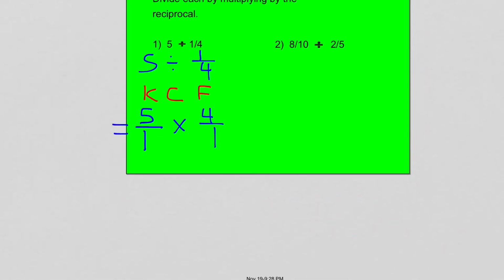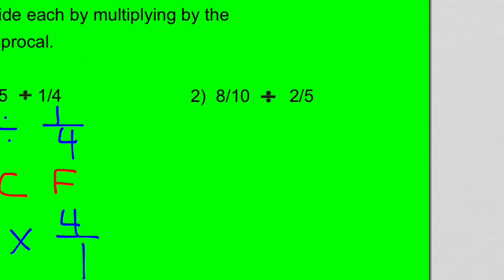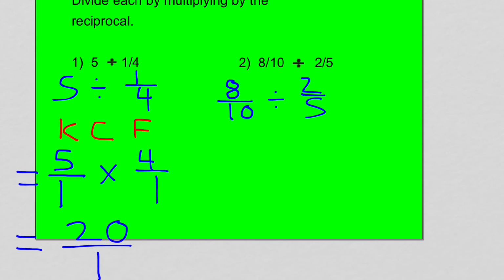Multiply your numerators and denominators. 5 times 4 is 20. 1 times 1 is 1. And that equals 20. Okay. Number 2, 8 over 10, divide by 2 over 5. I'll do keep, change, flip, so 8 over 10 times 5 over 2.